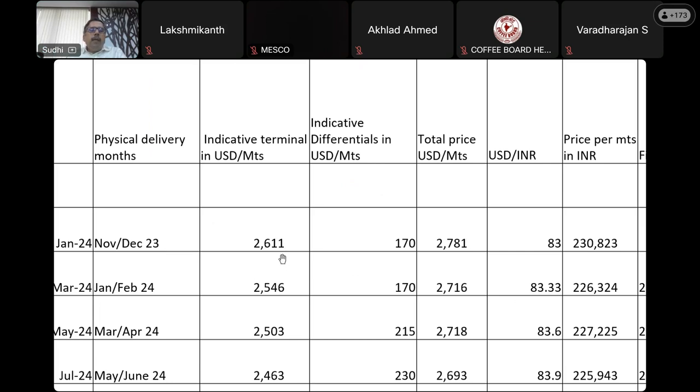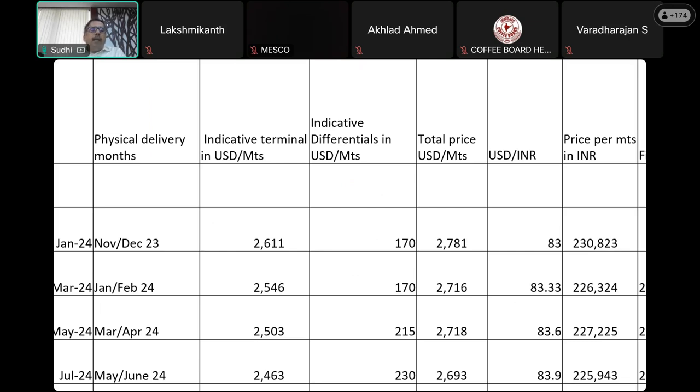If you are not able to give a delivery, and if you want the extension to be done, then this contract has to be switched from January to March time. So that means you are going to lose value from 2611 to 2546, and that's the loss which the exporter has to bear in mind. So this is one of the situations where you are going to use the switches.